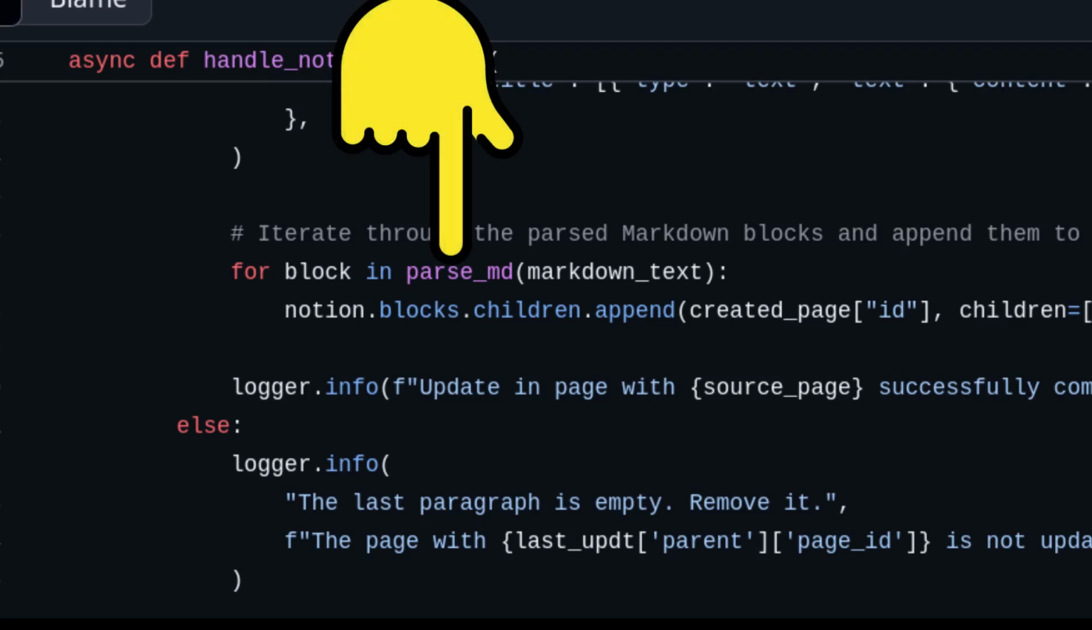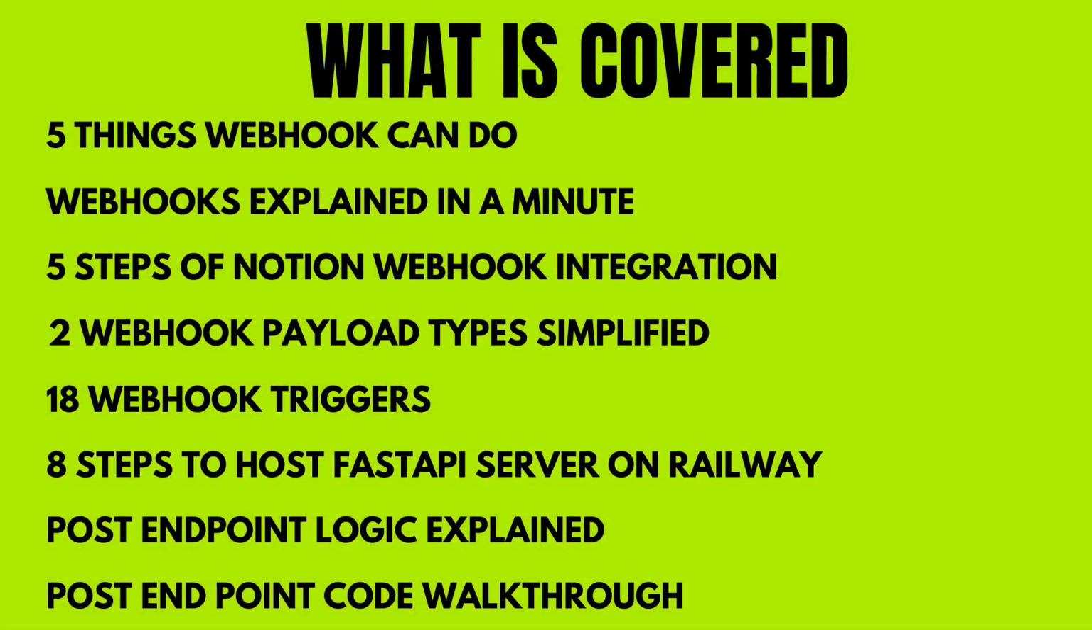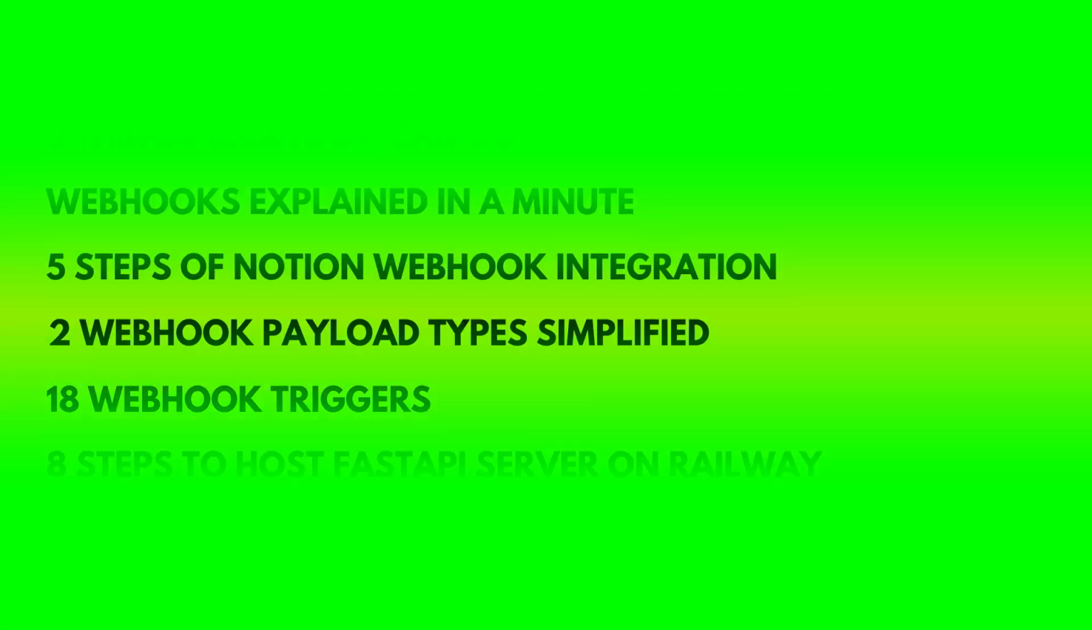The generated text is sent to the parse MD function from the MD2 Notion page module, and then markdown data is sent to Notion page through Notion client. We have completed all the 8 steps and successfully integrated with Notion webhooks using the Fast API server hosted on Railway platform. You can find more detail on how markdown data can be directly imported to Notion page in this video. Take a look.